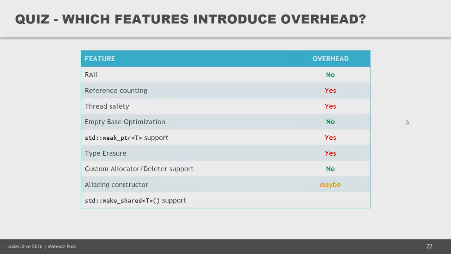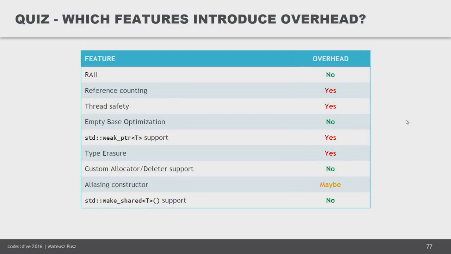Aliasing constructor, well, maybe. In this case, it was free because we had those two pointers already there, so we could use them in a different way. But if you did not have, for example, the weak pointer, and because of this had no additional pointer in the state, or you have no type erasure, sorry, maybe more important here, then you would have to pay for the additional pointer if you would like to have an aliasing constructor without type erasure. Make shared support doesn't provide you any overhead, considering this small exception with the buffer being bigger.